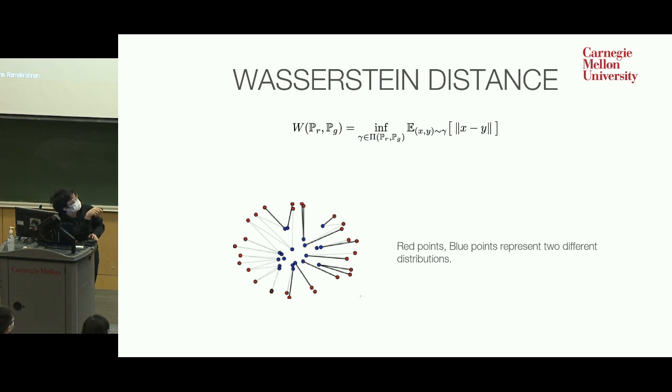You could also consider gamma as a plan for moving piles from one distribution to another. And among all those plans, we just want the one that gives us the minimal cost, which is the definition of the Earth mover's distance here. Sounds great? Any question? Any questions online?